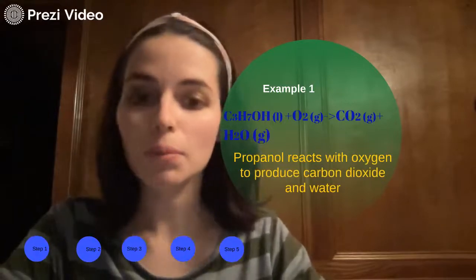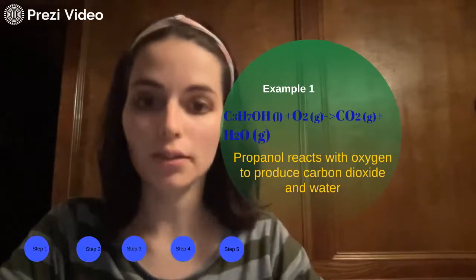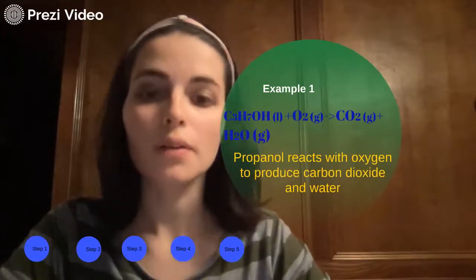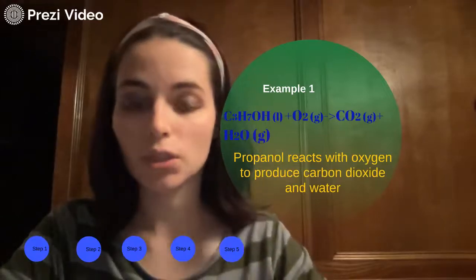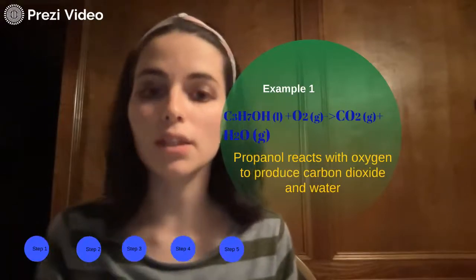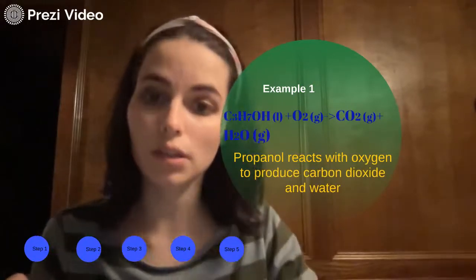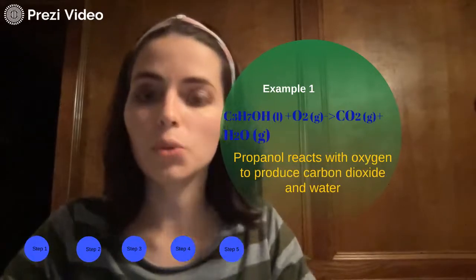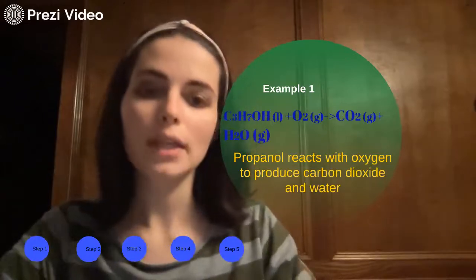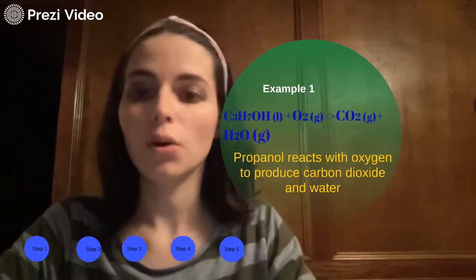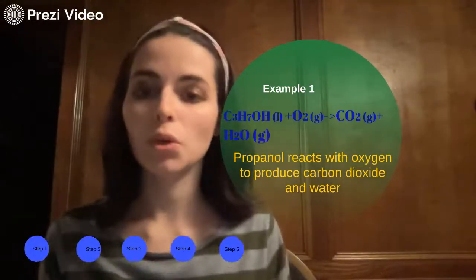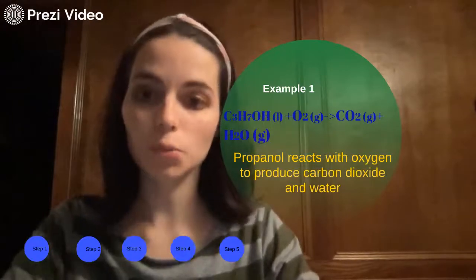In this example, propanol reacts with oxygen to produce carbon dioxide and water. So we can see immediately that this reaction is not balanced because, for example, we have three carbons on the left side and just one carbon on the right side. And same goes for hydrogens and oxygens. It's not balanced. So my students ask me a lot, okay, so we know we need to balance this equation, but how do we know which atom we need to start with?